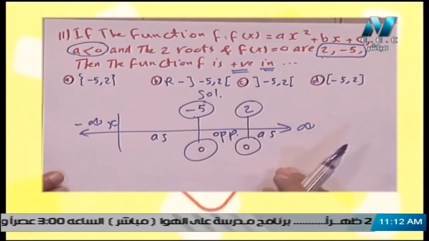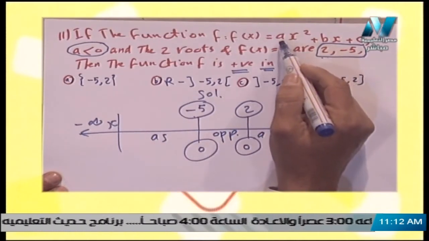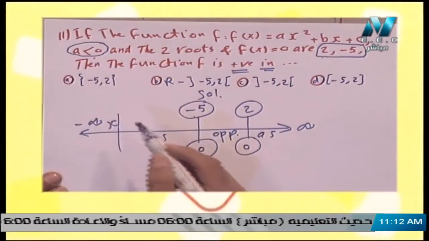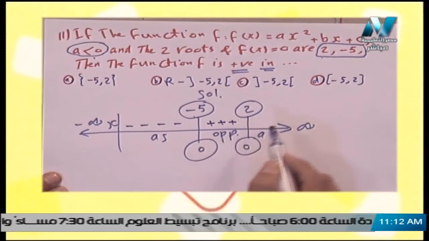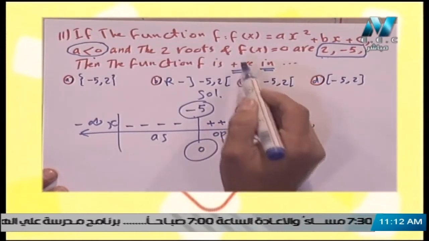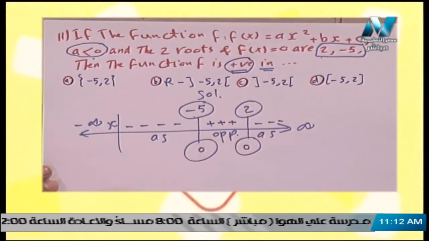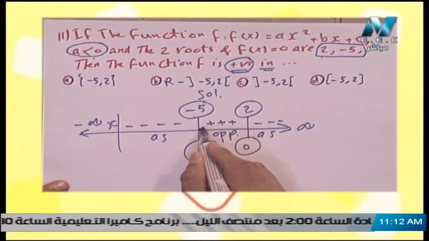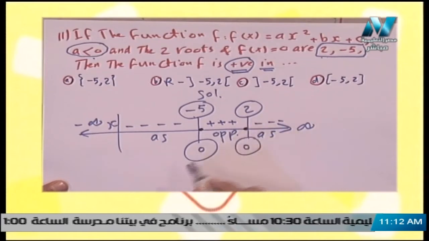And if we have two roots, then we put as, opposite, as. Okay. So as what and opposite what? As the sign of a. And he told us that a is less than 0, that means negative. So as will be negative here, opposite will be positive, and as will be negative also. And he asked me to find the interval that will be the positive part. The positive part, as you see here, starts after negative 5 to directly before 2.